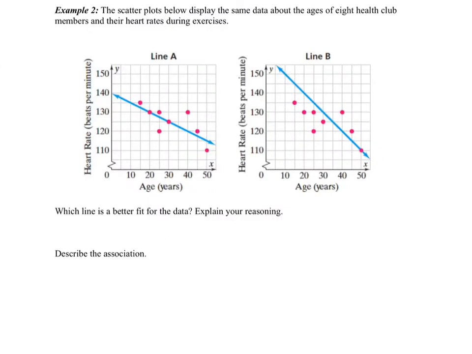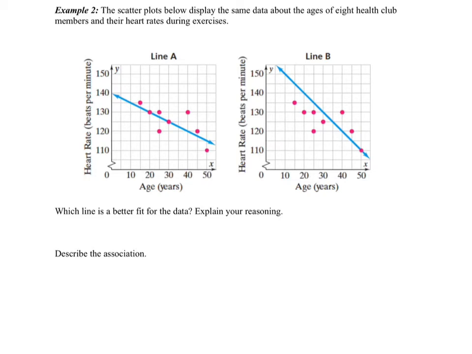Example 2 states, the scatter plots below display the same data about the ages of 8 health club members and their heart rates during exercise. The first question is, which line is a better fit of the data? Explain your reasoning. Let's look at line A. They drew a line, and there is data on each side, and the line goes on top of 2 points. So it's approximately in between the 2 variables.